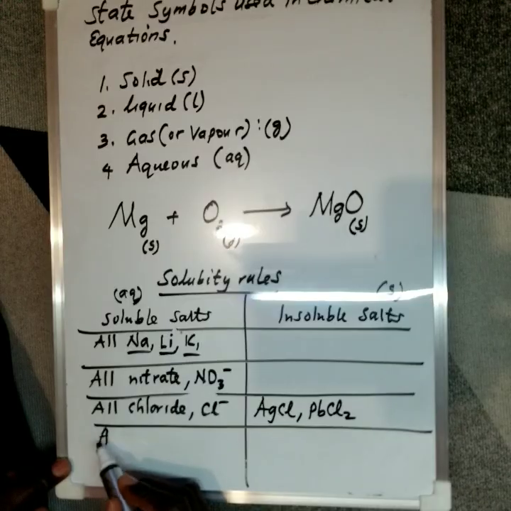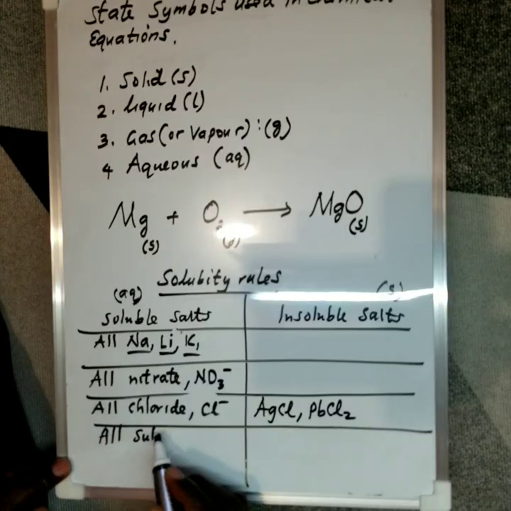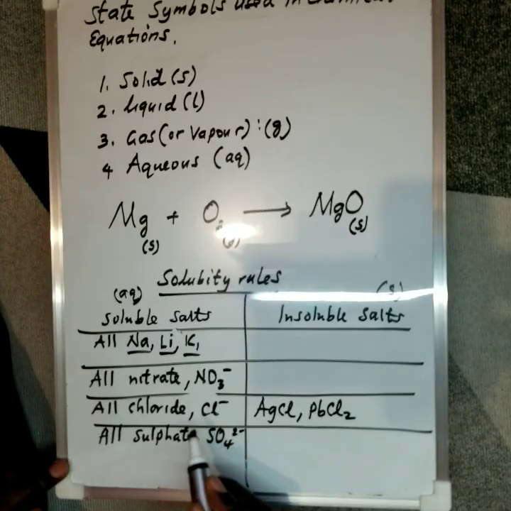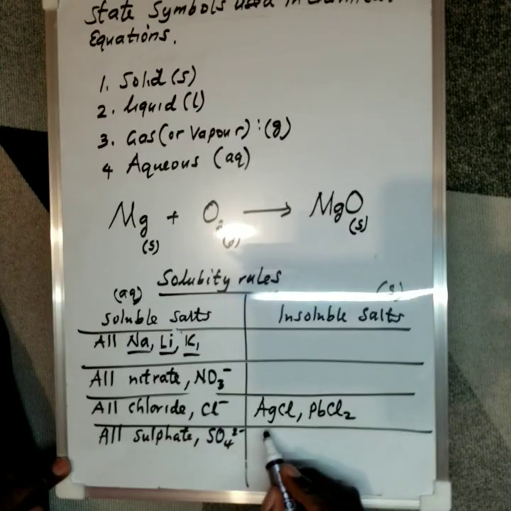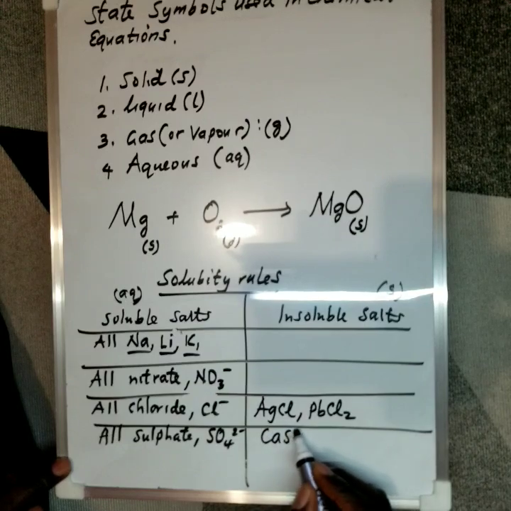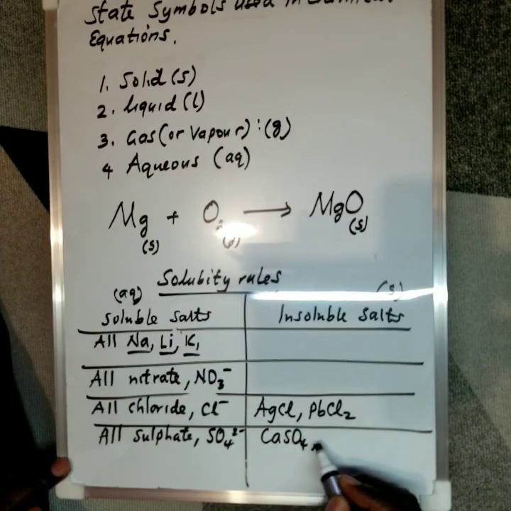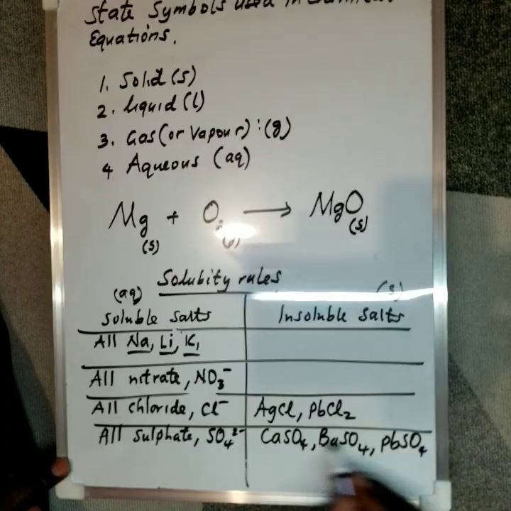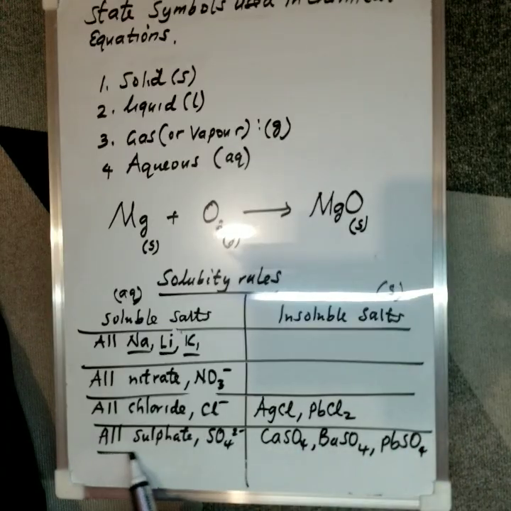Another aspect that you need to remember is that all sulfates, those that have the sulfate ion, are simply soluble, but there are a few exceptions. For example, calcium sulfate, which is sparingly soluble. Then we can talk about barium sulfate. We can also talk about lead 2 sulfate. All these are considered to be insoluble, and hence you need to remember that.